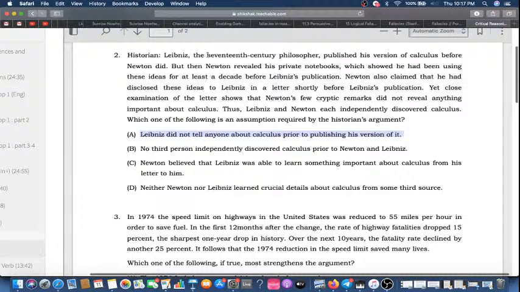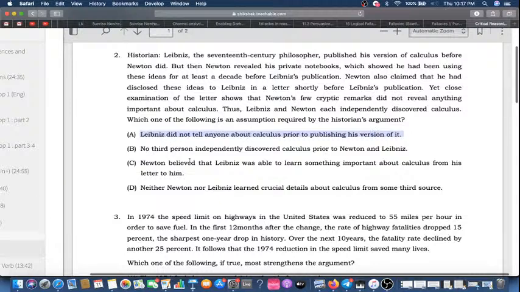If I look at Leibniz's story, he published his version of calculus before Newton did, but Newton revealed in his private notebooks which showed he had been using these ideas at least a decade before Leibniz's publication. Newton also claimed that he had disclosed these ideas to Leibniz in a letter shortly before Leibniz's publication. Yet close examination of letters shows that Newton's few cryptic remarks did not reveal anything important about calculus. So Leibniz's information did not go to Newton and Newton's information did not really go to Leibniz. Both of them did work on calculus and therefore they derived it independently.